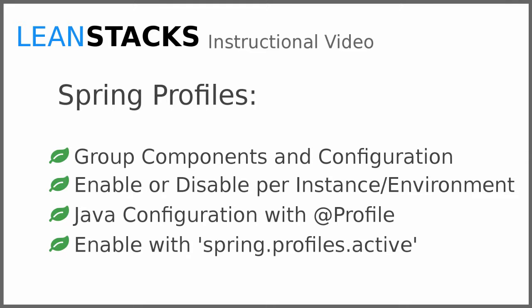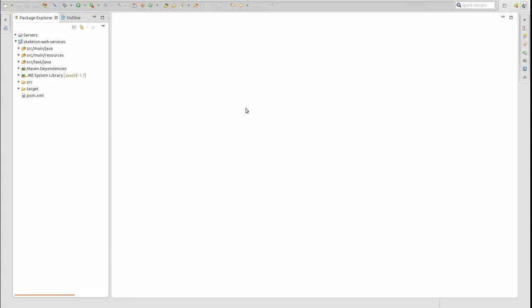To inform the application which profiles are active, use the spring.profiles.active property. This may be supplied in any of the usual ways that Spring accepts environment configuration: properties files, environment variables, or command line arguments. Let's get started.